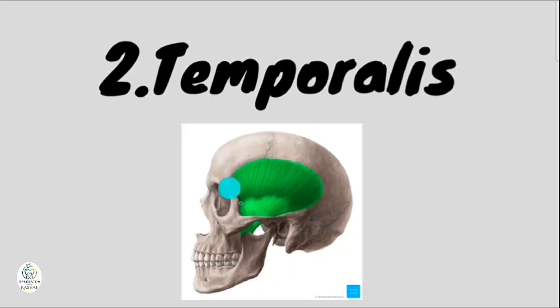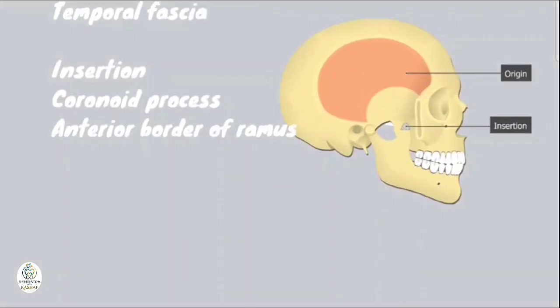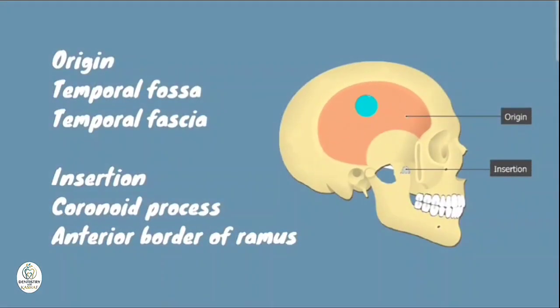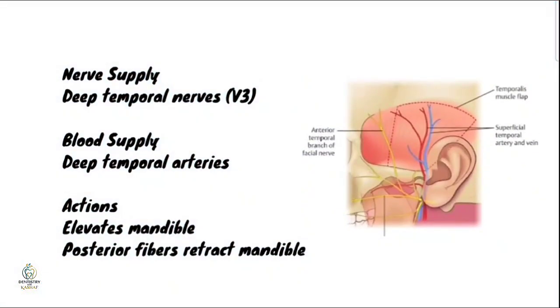Second is your temporalis muscle, this big giant muscle. Here you see the origin in the temporal fossa and temporal fascia, and it is inserted into the coronoid process and anterior border of the ramus. So you can see here from the medial surface, the anterior border of the ramus, okay? The nerve supply is from the deep temporal nerve and the blood supply is from your superficial and deep temporal artery and vein.